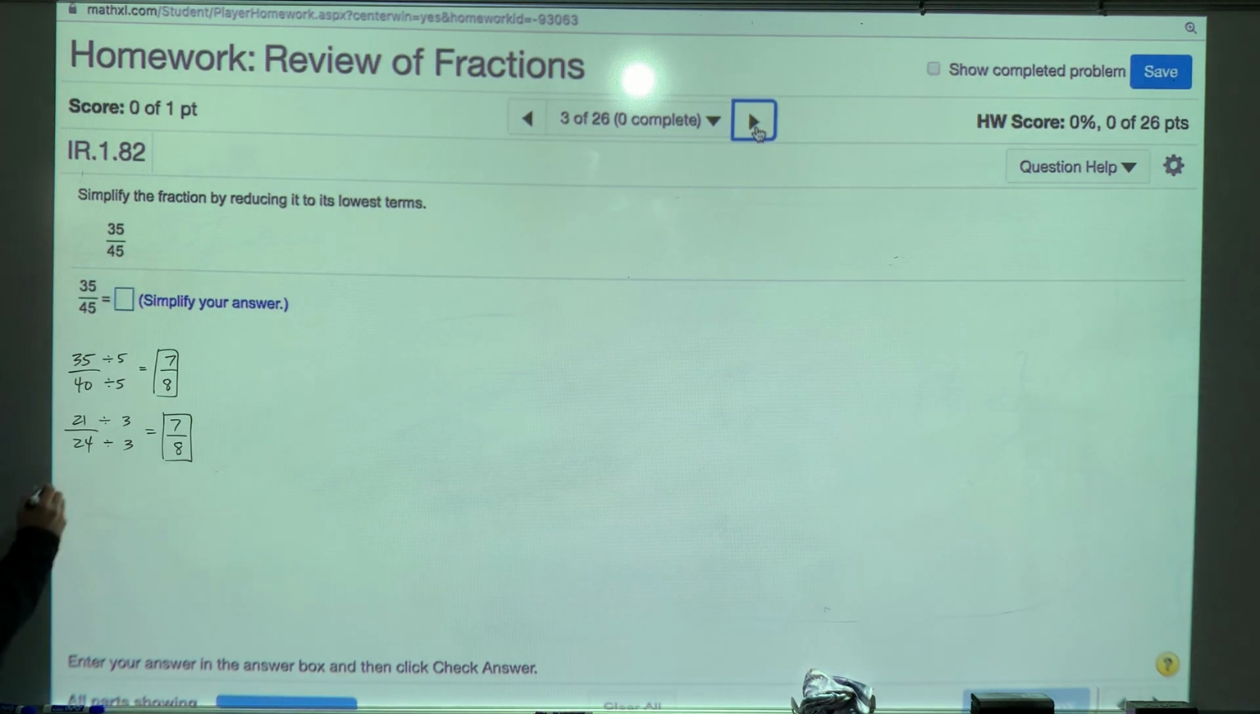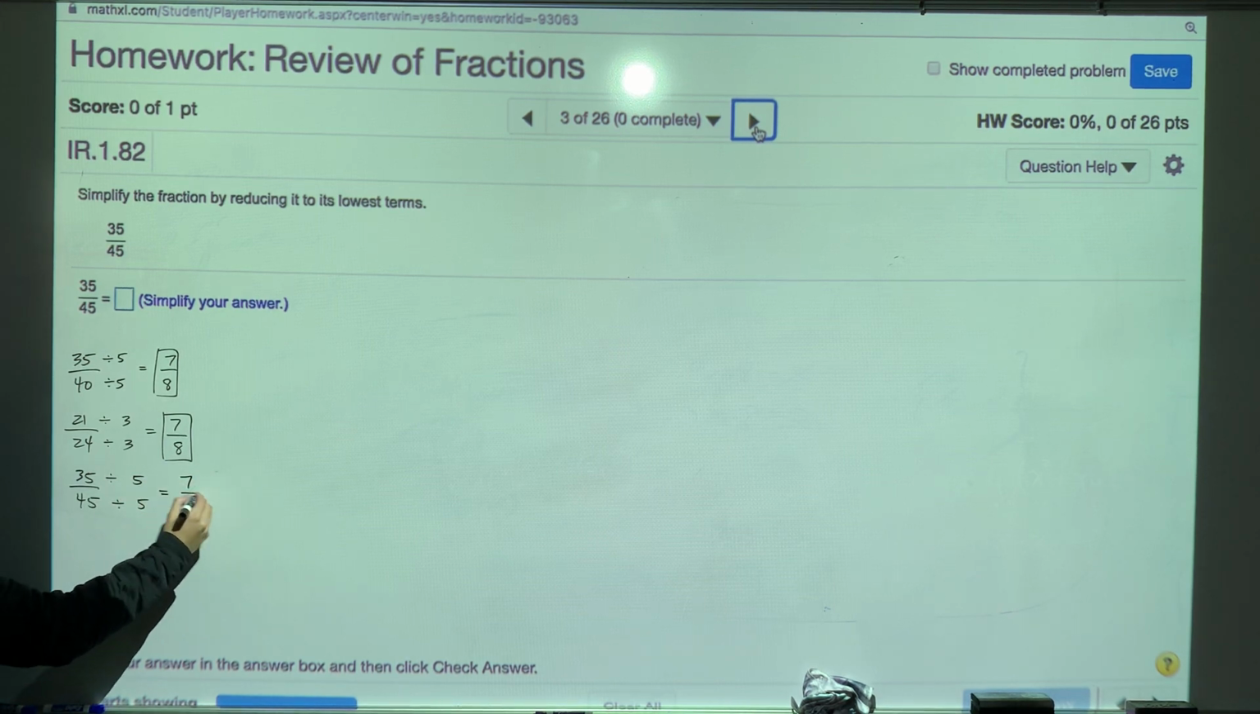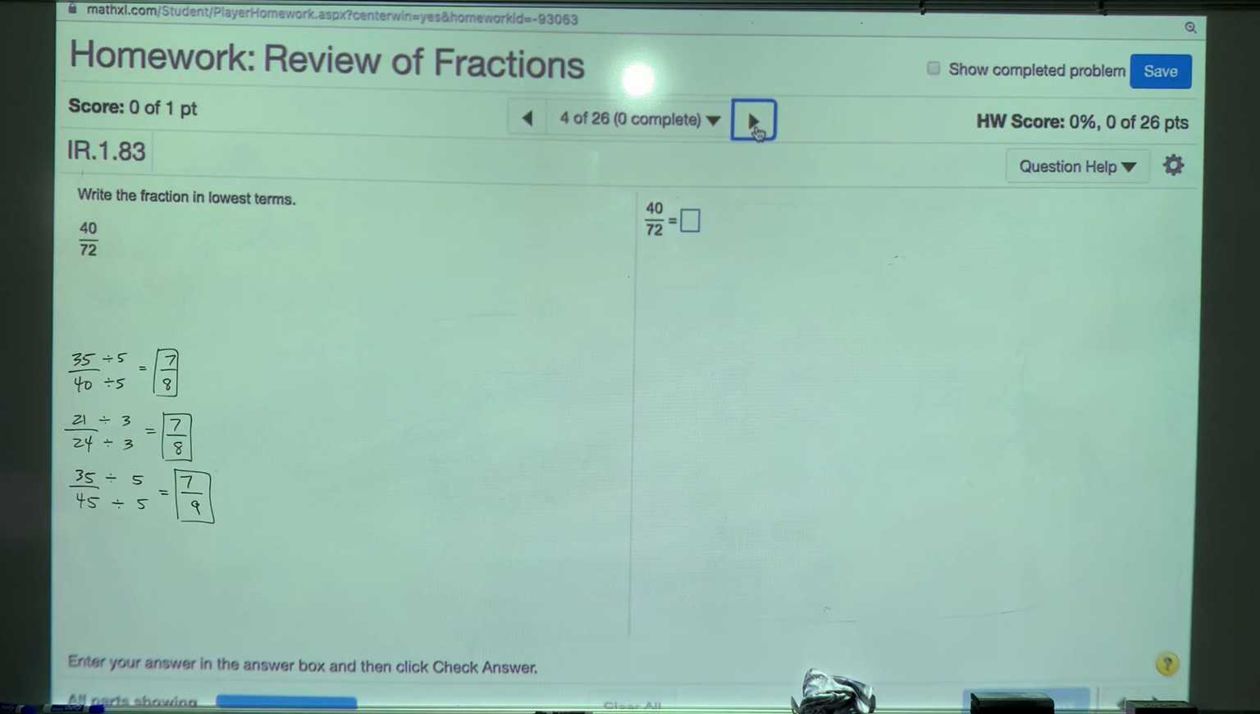All right, 35 over 45. What is a number, a factor that they share, that's in common, that they're both divisible by? Well, 5 would be my initial answer. We got almost the same problem. These aren't very varied on mine. Hopefully you guys are getting something that's a little bit more broad and hitting more numbers, but there it is. Okay. Any questions about yours? Any problems that you're not getting? Okay, next. 40 over 72.